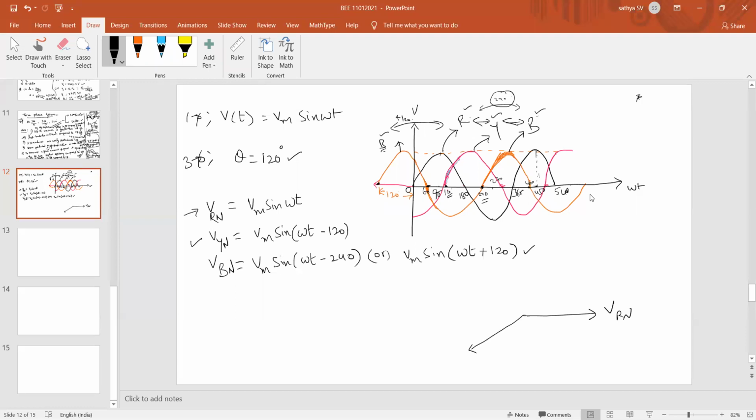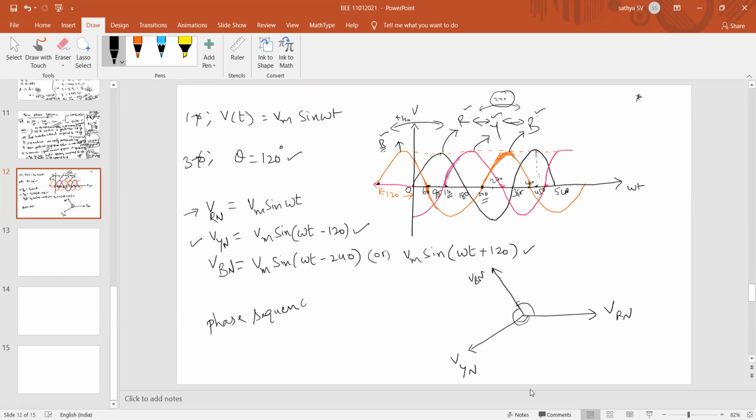Vy is lagging by 120, right? Vy lags by 120. Therefore it should be negative Vyn, and Vbn lags by 240 if you consider in this direction, or it should lead by 120 if you consider this direction. This is the phase sequence.